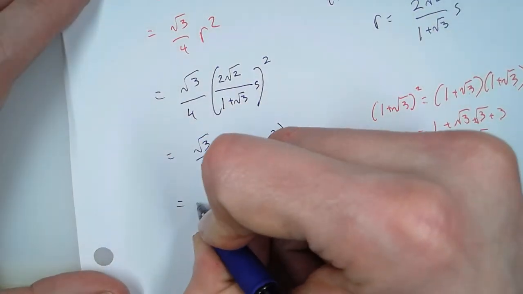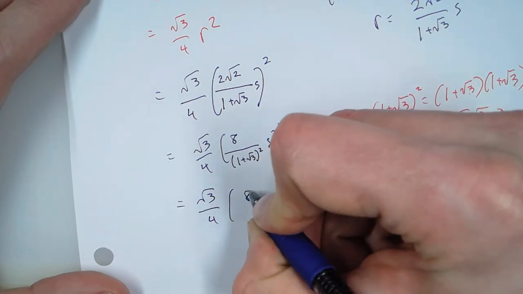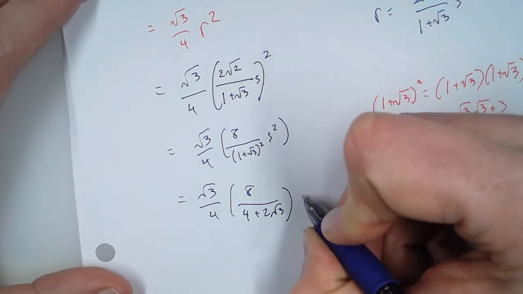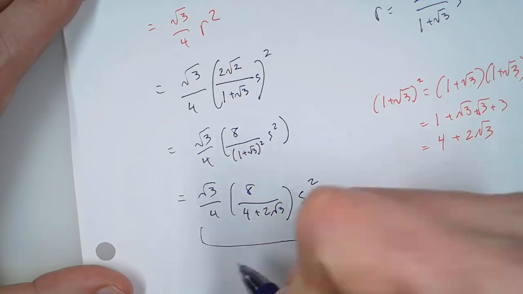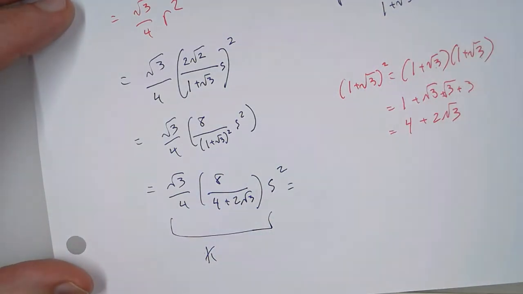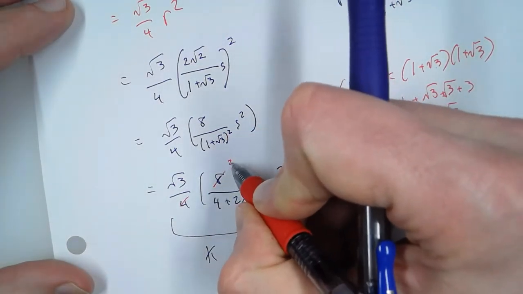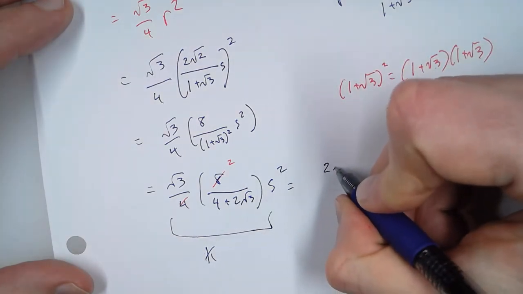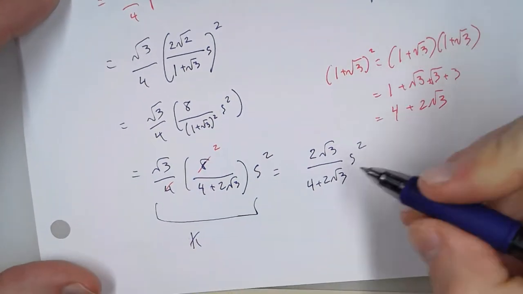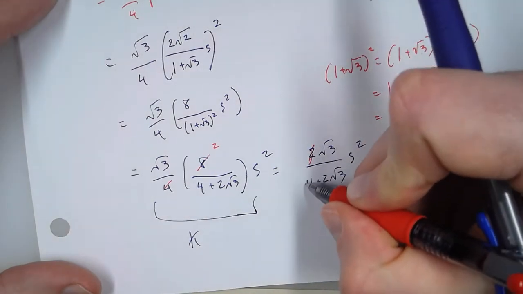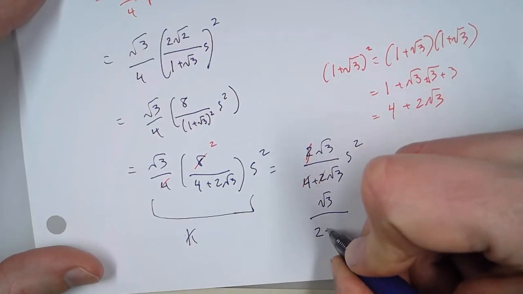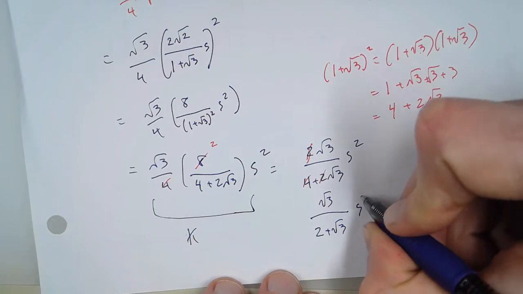Okay. So down here I've got radical 3 over 4, times 8 over 4 plus 2 radical 3. And I'll pull the S squared out because this whole expression is what we want. This is k. So at this point, all we have to do is simplify it algebraically. So I can take a 4 out of here and a 4 out of here, leaving 2. So we have 2 radical 3 over 4 plus 2 radical 3, times S squared. And I can cancel a 2 here, here, and here. So I'm left with radical 3 over 2 plus radical 3, times S squared.